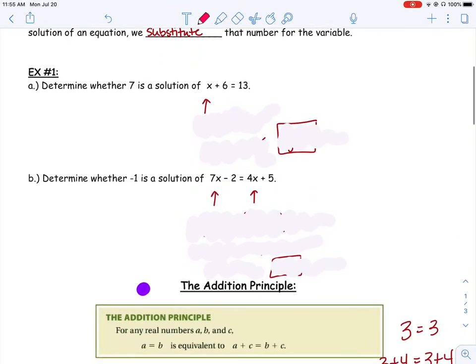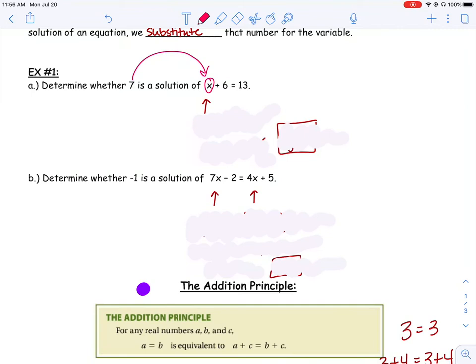So if you look at example number 1, it asks us to determine whether 7 is a solution to the equation x plus 6 equals 13. So we want to figure out what x is. Is 7 a solution for the equation? What that means is we should be able to plug in 7 wherever we see that variable and see if the left side equals the right side. And if it does, then we know that 7 is a solution.